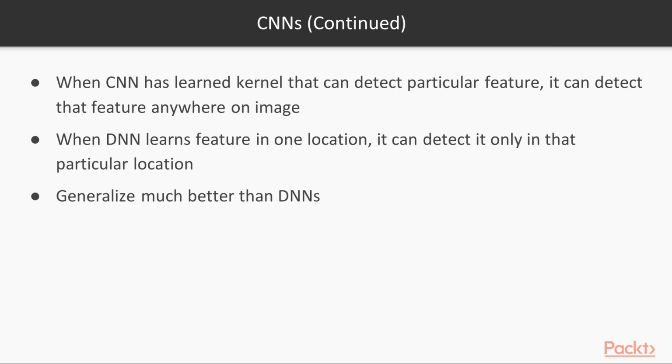Moreover, when a CNN has learned a kernel that can detect a particular feature, it can detect that feature anywhere on the image. In contrast, when a DNN learns a feature in one location, it can detect it only in that particular location. Since images typically have very repetitive features, CNNs are able to generalize much better than DNNs for image processing tasks, such as classification, using fewer training examples.